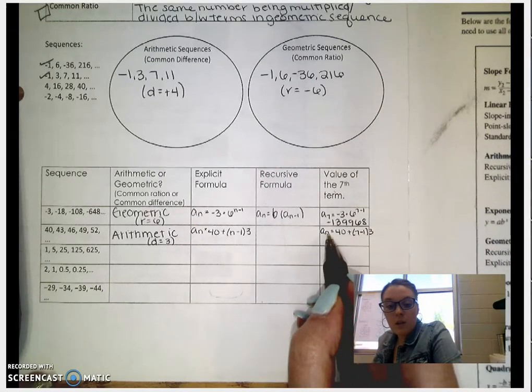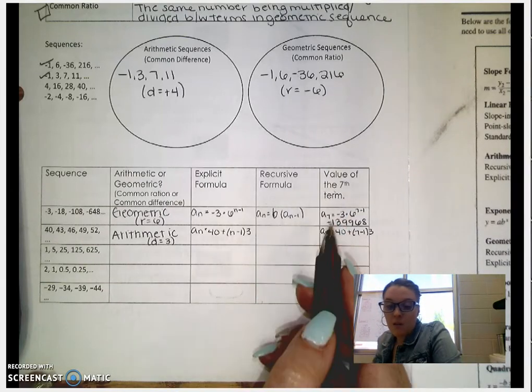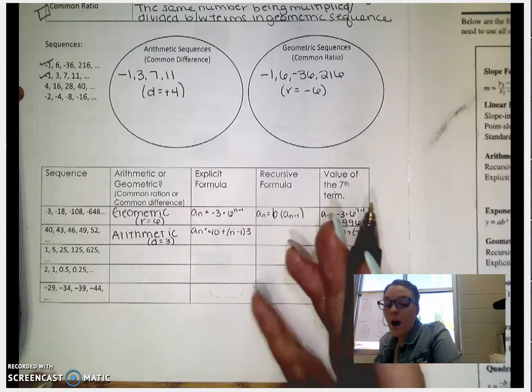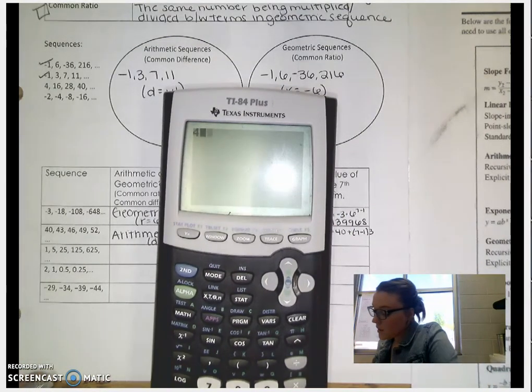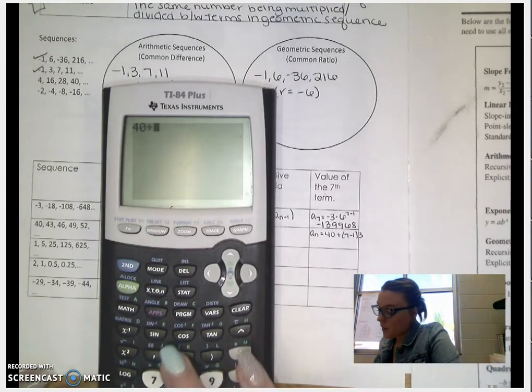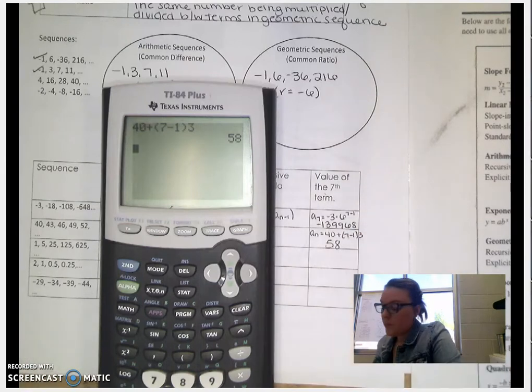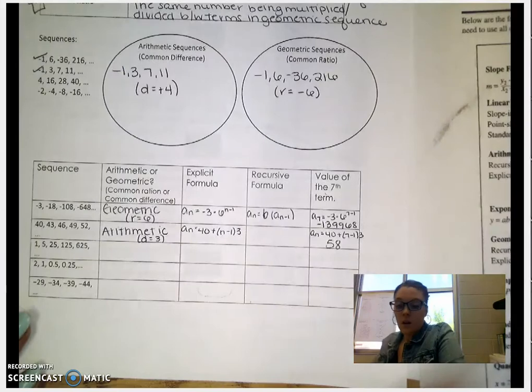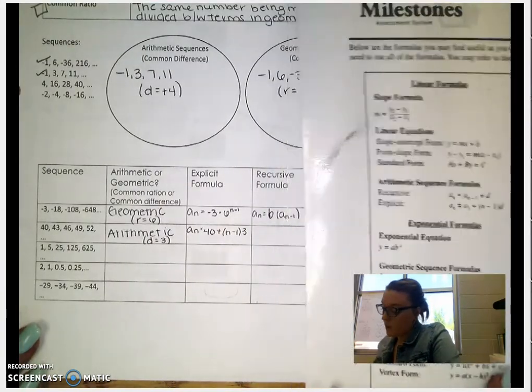Notice all I'm doing is plugging in 7 for n when they're asking me my 7th term. Everywhere I have an n, I put 7. N represents your term number. So when I type that into the calculator, 40 plus 7 minus 1 times 3, I get 58. The recursive formula is also given to you on your formula sheet.